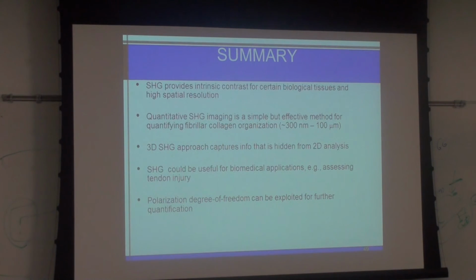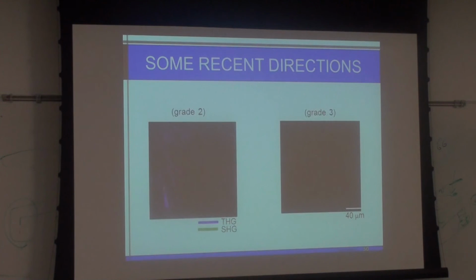So finally, we have the SHG. It provides intrinsic contrast for biological tissues. You can do some interesting quantitative things with this technique. You can exploit the polarization degree of freedom. One other thing that we've been doing recently, again, sorry for the contrast, can you? Yeah. Thanks, just for a moment.